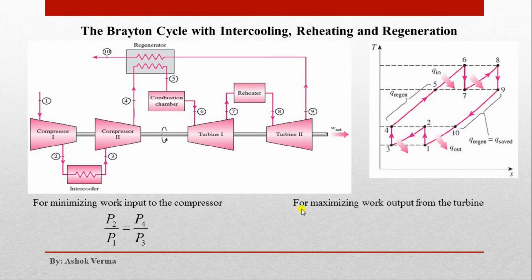And for maximizing work output, the condition should be P6 by P7 equal to P8 by P9. That is, the intermediate pressure for the expansion will be equal to the square root of the final and initial pressure.